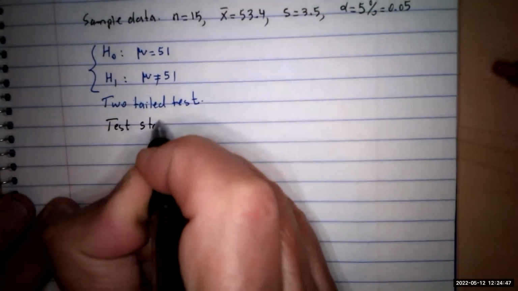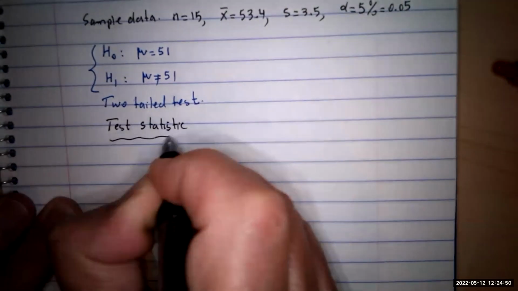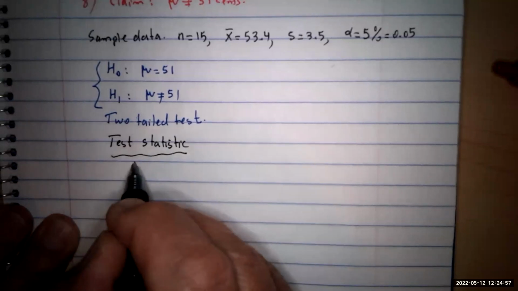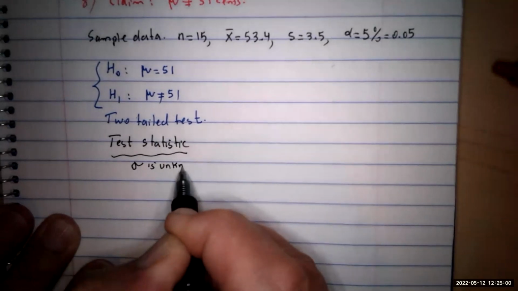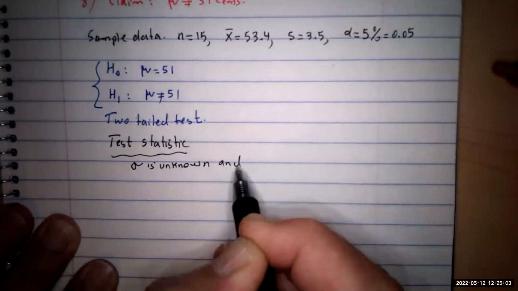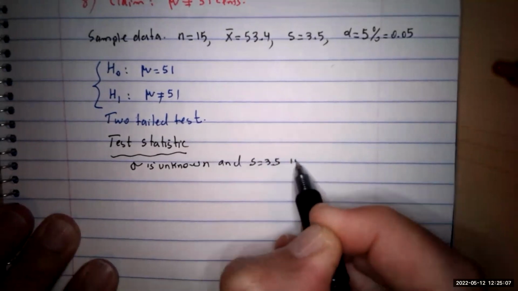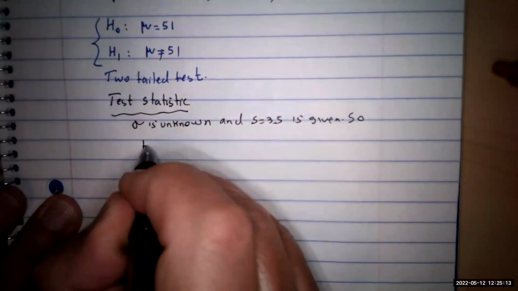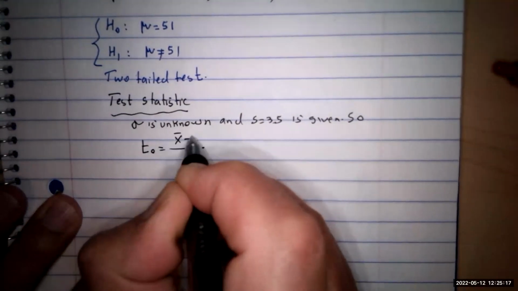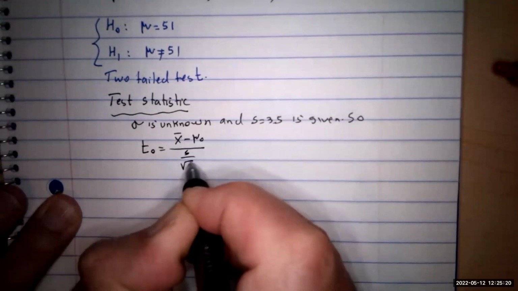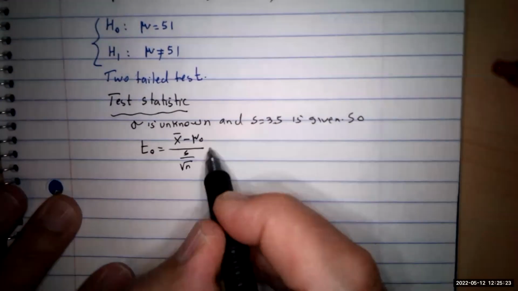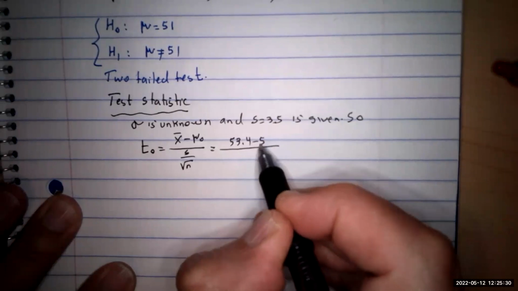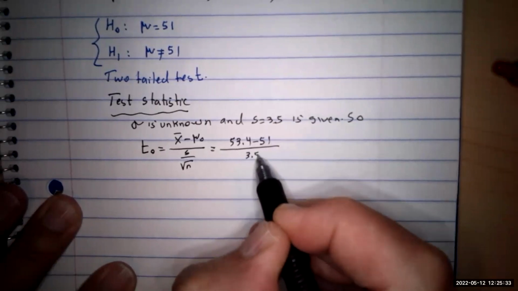So what's going to be the test statistic? Do you have the sigma? No. When the sample is given to you, you have the sample only, so sigma is unknown. But we have the S, and S equal to 3.5 is given. So we have to go with the T again. The T naught is going to be equal to X bar minus mu naught over S over radical N. You substitute: X bar is 53.4 minus mu naught of 51, over S 3.5 over radical 15.